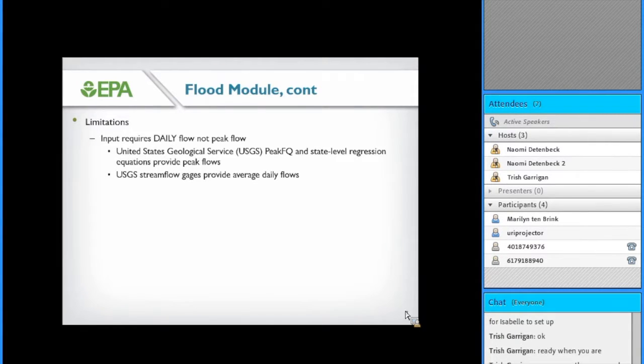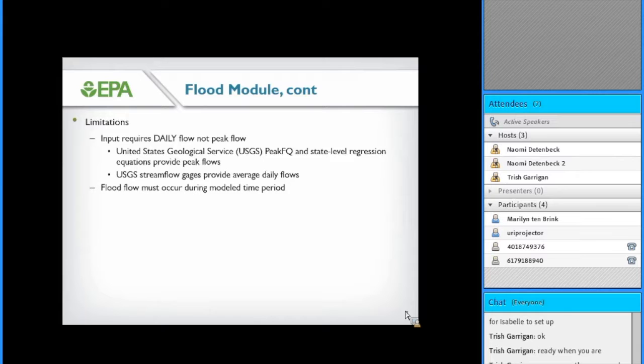To try to get at those values, you can look at USGS PeakFQ, which is software to calculate peak flows, and state-level regression equations provide peak flows. Then you can compare those to the USGS stream flow gauges that provide average daily flows to try to walk between the two, between the daily and the peak flows.